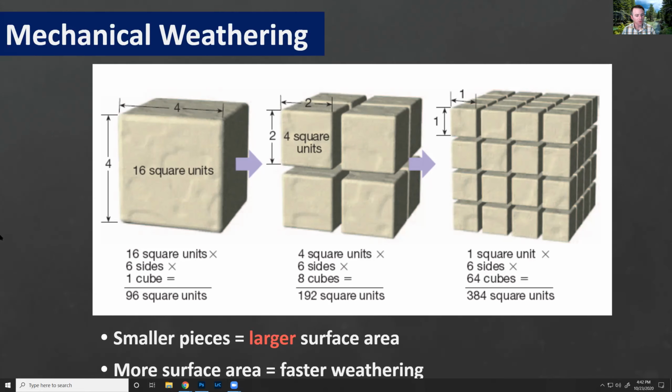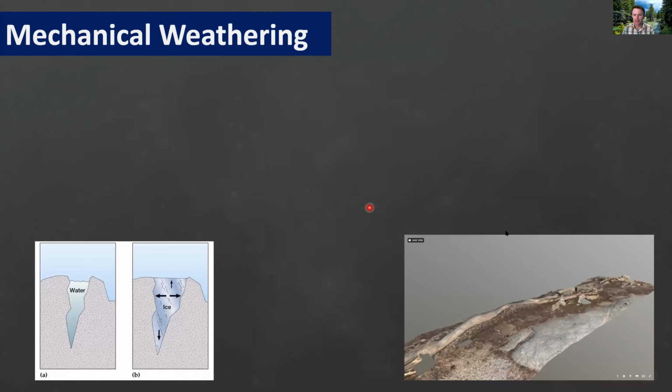And that's what I just want to mention here, is that smaller pieces have larger surface area. And so when you have more surface area, that creates faster weathering because there's just more surface to attack. So let me show you a couple different types of mechanical weathering.